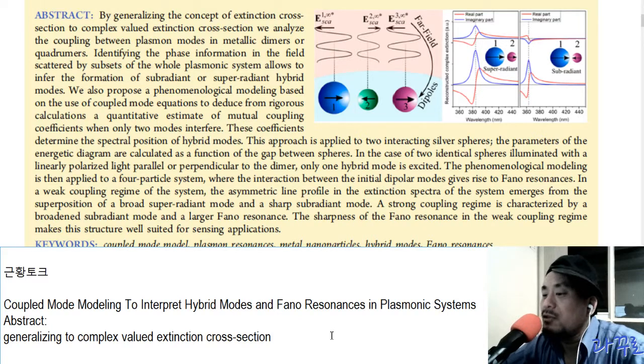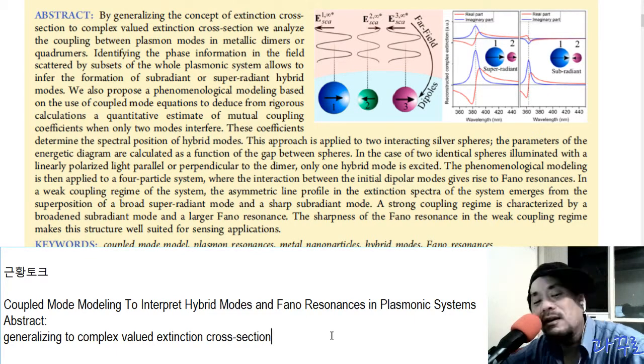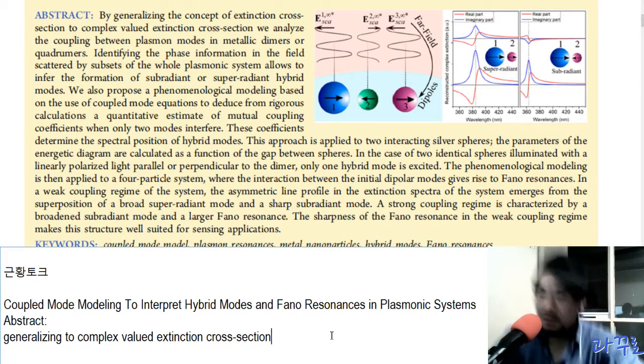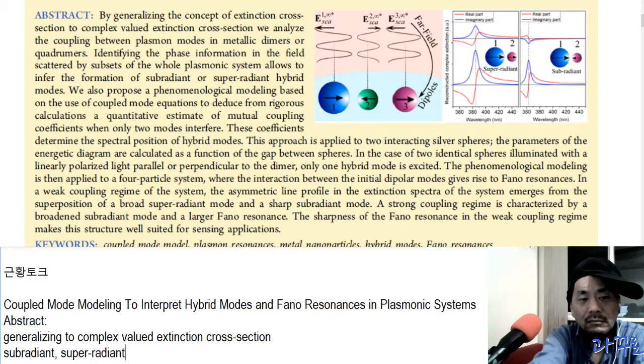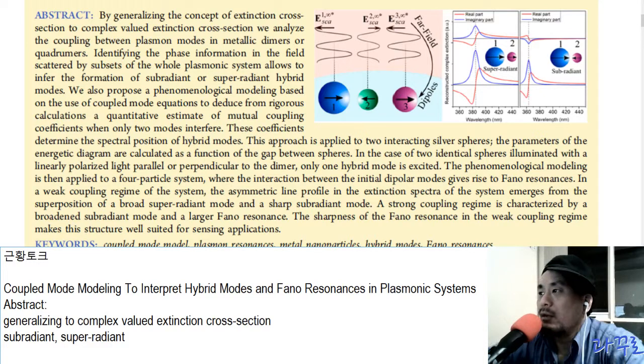Generalizing to complex valued extinction cross-section. 원래는 그러니까 extinction cross-section이 리얼 파트밖에 없었다는 건가? Complex value extinction cross-section. complex value extinction이 complex imaginary 파트가 있다는 건 무슨 말이 되는 거지? 그 다음에 여기 또 나오는 말이 superradiant랑 subradiant라는 말이 나왔어요. 이 두 개도 뭔가 좀 핵심적인 말인 것 같고, subradiant or superradiant hybrid modes.